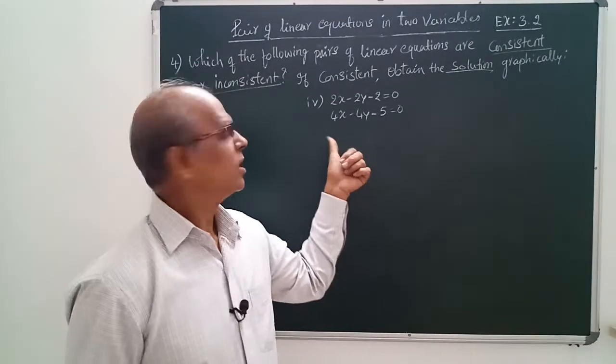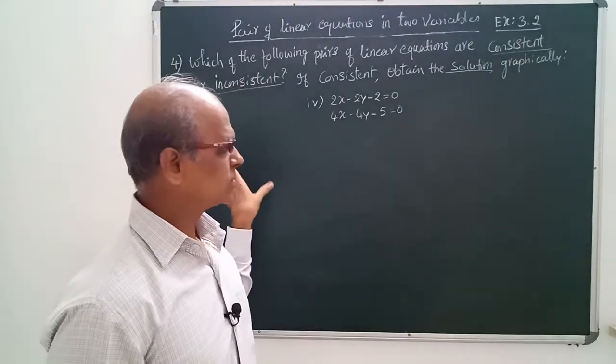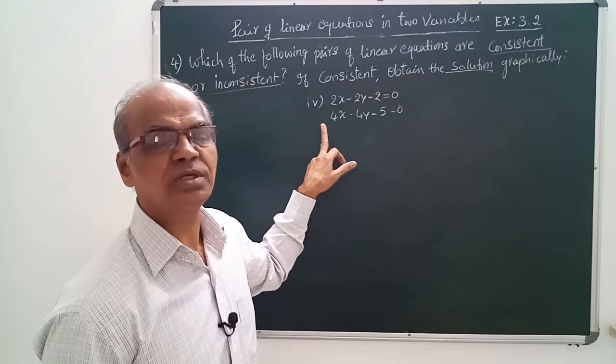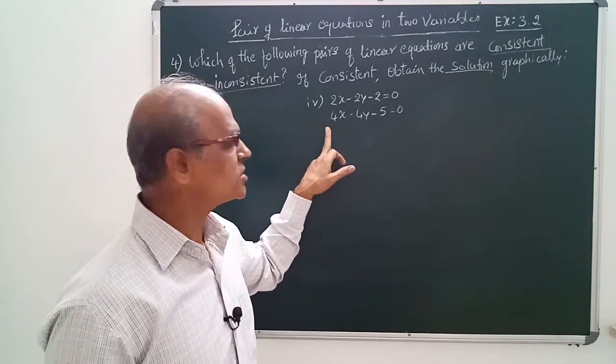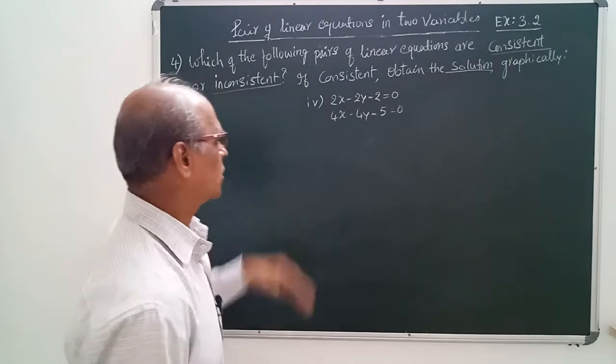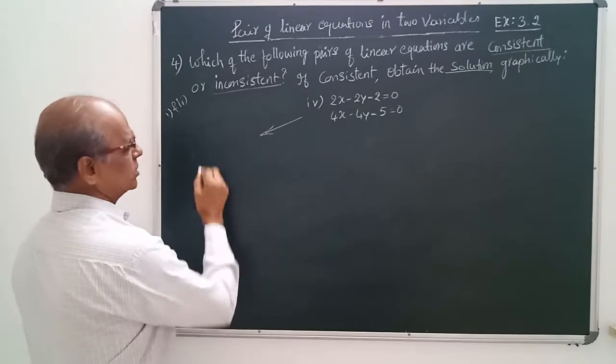Okay, see here. One more, I told you, two sums I will do: the third and the fourth. The third we have proved already and done. Now for the fourth one, first we have to prove whether it is consistent or not. If it is consistent, we have to follow the same method, the graphical method, to find the solution. Now let us see the fourth one.